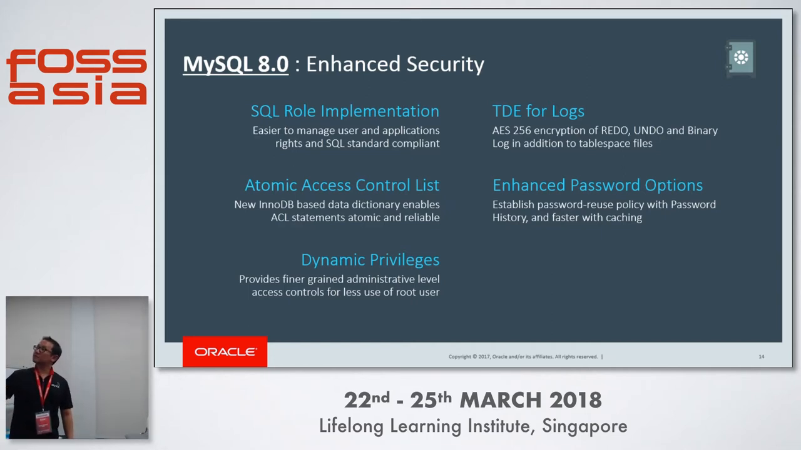Atomic access control as well. Tomorrow we have a session especially for that. Dynamic privileges are more for finer-grained administrative level. Some privileges we have at this moment have too much inside one single privilege, like a super privilege. But now we have more choices instead of just one single privilege having too much power.